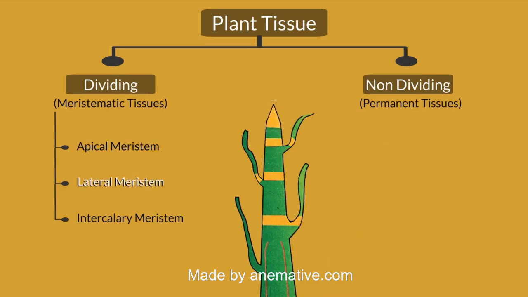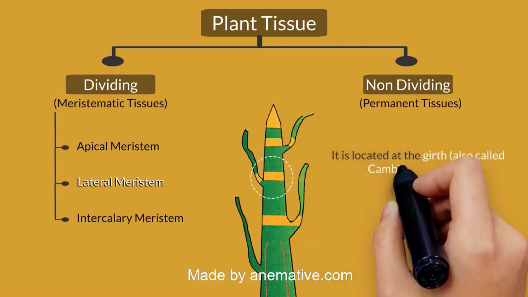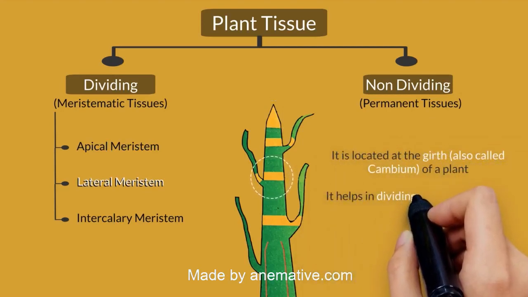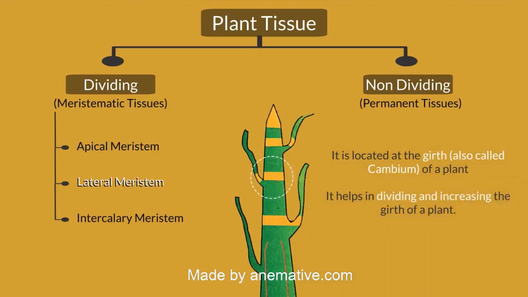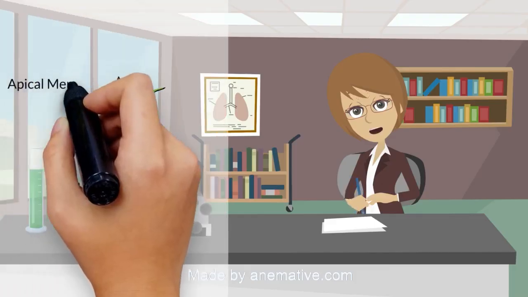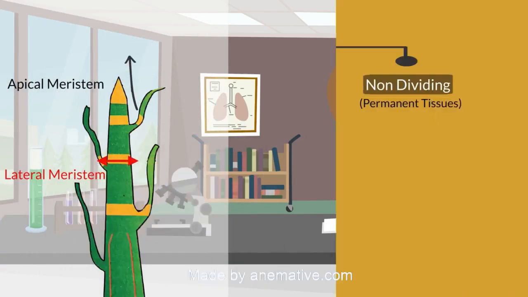Lateral means side to side. Lateral meristem is located at the girth of a plant and it helps in dividing and increasing the girth of a plant. The girth of a plant is also called the cambium of a plant. So apical increases the length and lateral, as you understood, increases the girth.